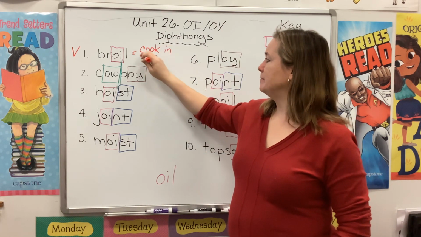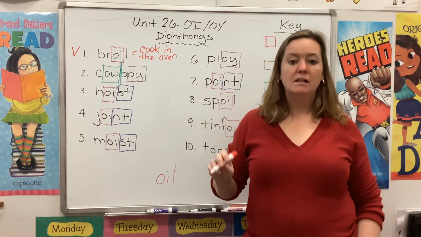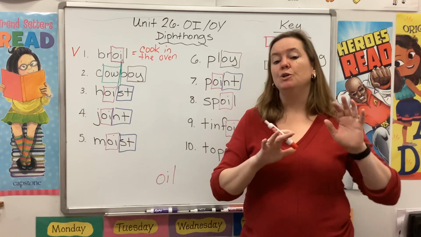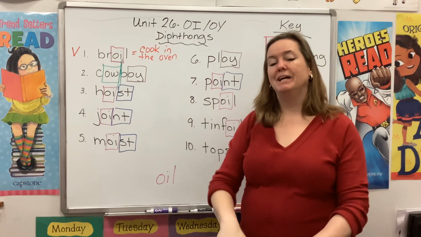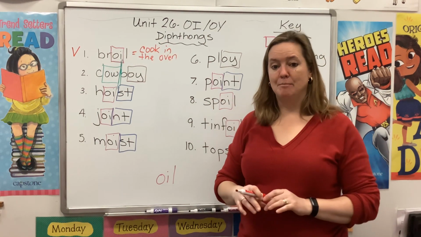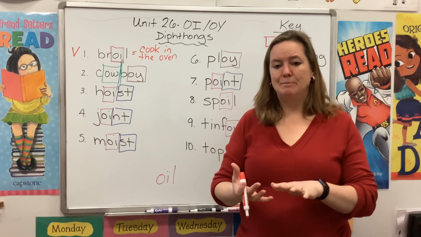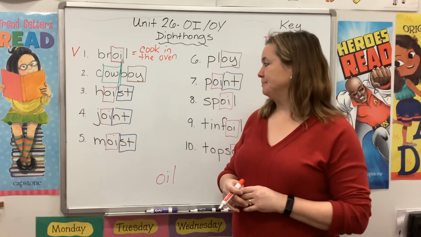I know it kind of looks like boil. Boil is what you do on the stovetop. If you're going to make spaghetti, you boil the water. But broiling is something you do in the oven under hot temperatures. Sometimes if you're trying to make garlic bread and you want to get it nice and crispy, you might set the oven to broil just for a minute or two.